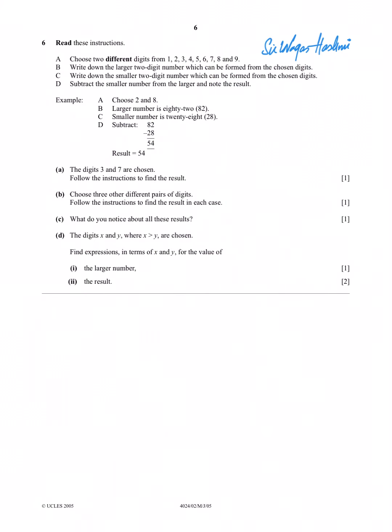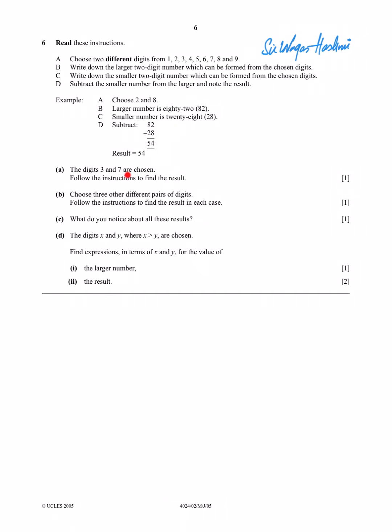Question number 6, it says read these instructions. Choose two different digits from 1 till 9. Write down the larger two-digit number which can be formed from the chosen digits. Write down the smaller two-digit number. Subtract the smaller from the larger and note down the result. So the examiner showed the example here. Choose 2 and 8. So the larger number is 82, the smaller number is 28, and then you need to subtract these two numbers, and that is your answer.